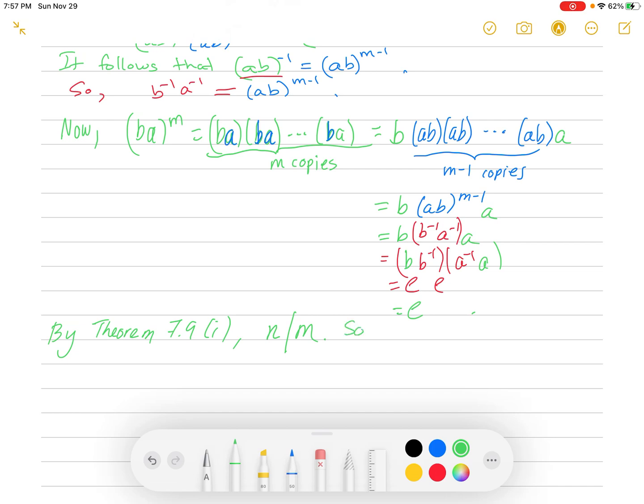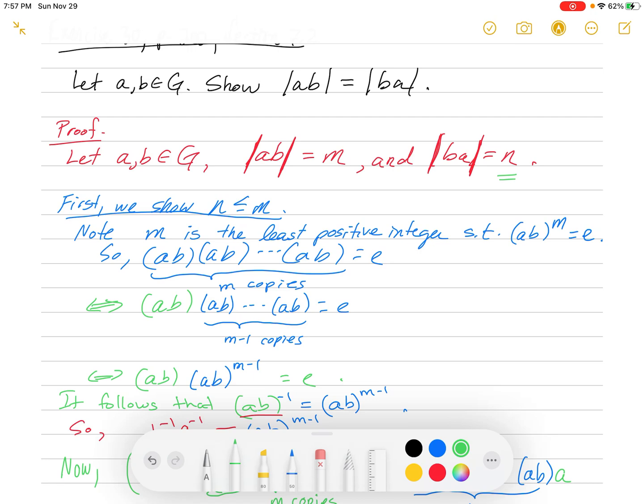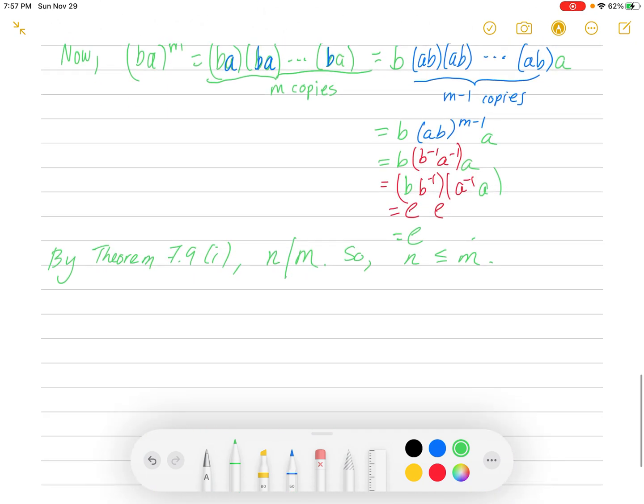Now, since n and m are both positive, that means n is less than or equal to m. So we've proven n is less than or equal to m. That is what we wanted to do. First, we show n is less than or equal to m.